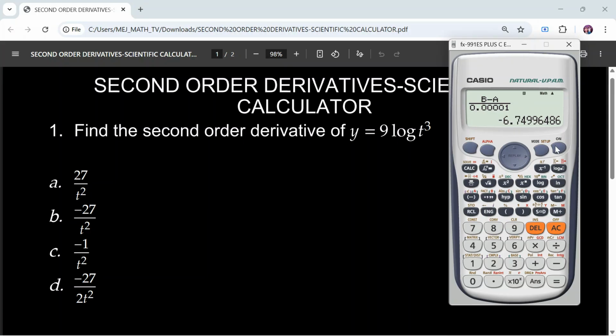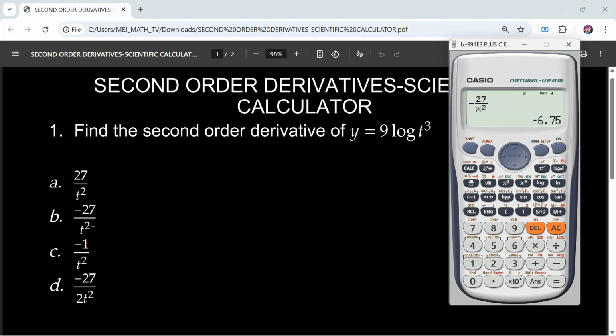So let's test option A. So we are going to have 27 over t squared. We said t is equal to x, so we are going to have x squared. Then we hit the equal to sign, and this is 6.75, which is wrong. The answer is negative. So definitely option B is the correct answer, as it is the negative of this answer. So clearly option B is the correct answer.